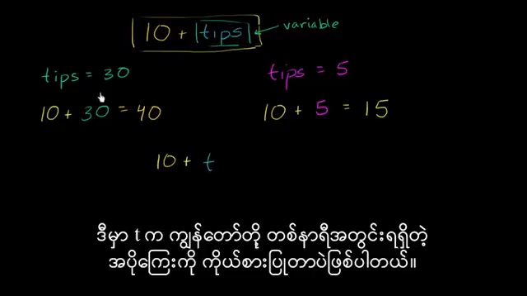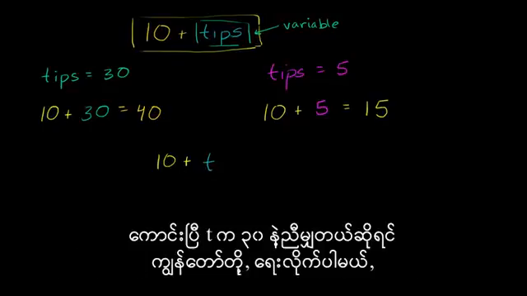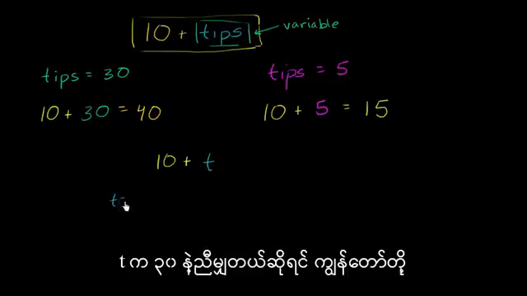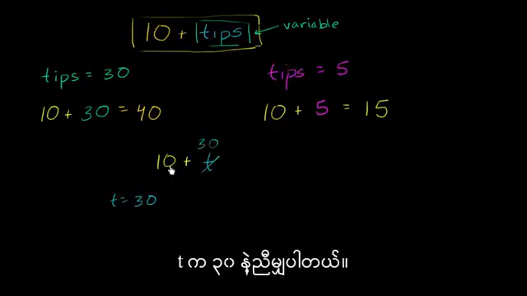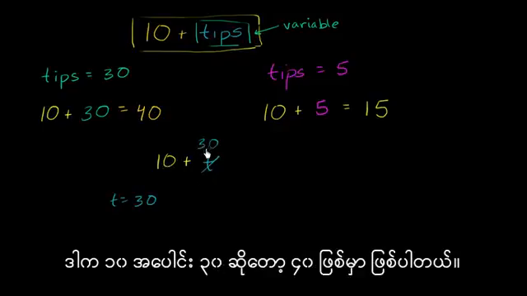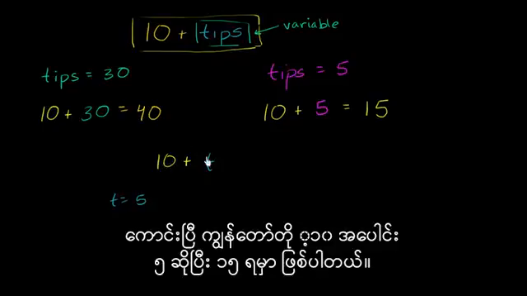And so then we would say, okay, what happens when t is equal to 30? Well, then we have a situation, t is equal to 30. This evaluates to 10 plus 30, which would be 40. What would happen if t is equal to 5? Well, then this would evaluate to 10 plus 5, which is equal to 15.